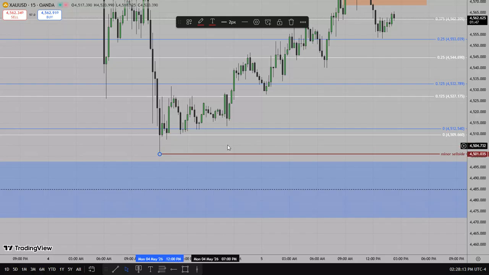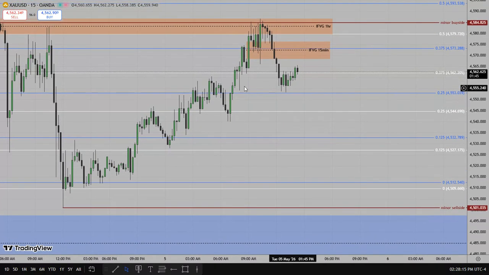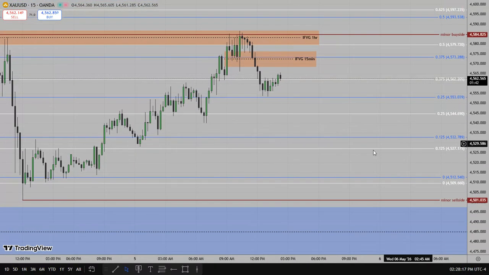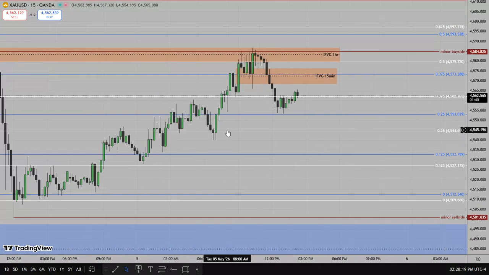That's my target, my terminals. That's the sell side liquidity I'm aiming for.